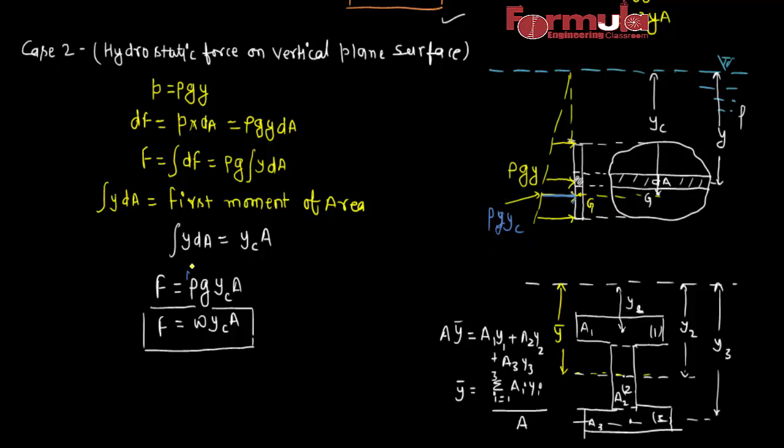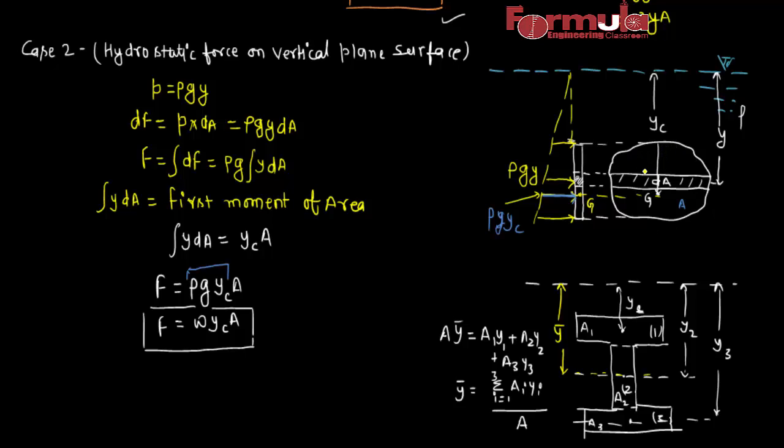And you can notice this is also the pressure intensity at the center of gravity of the body, that is rho g yc. So here we are multiplying the pressure intensity at the center of gravity of the body by the area of this body, that is A. But why? Because the pressure intensity at the center of gravity of the body is actually representing the average pressure acting over this entire vertical plane surface.